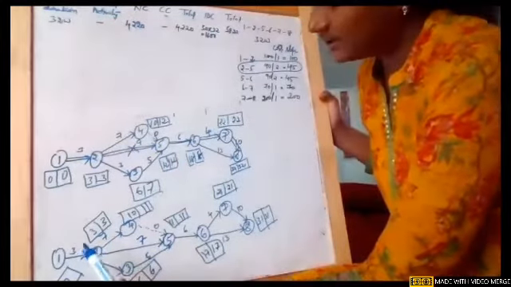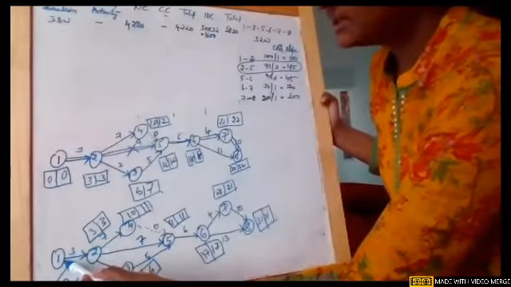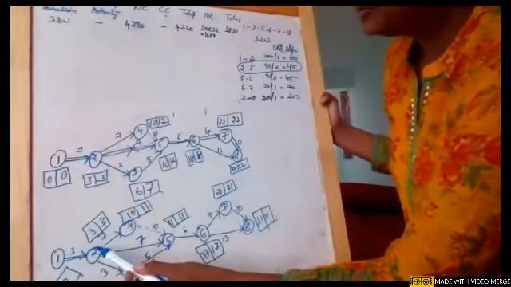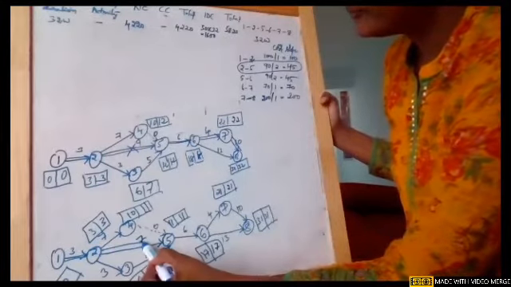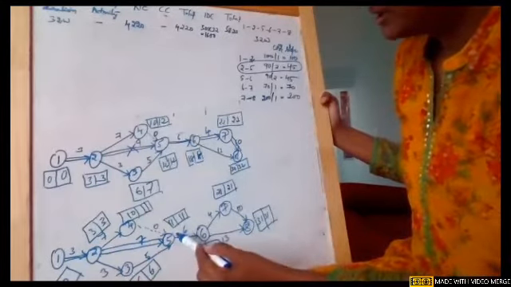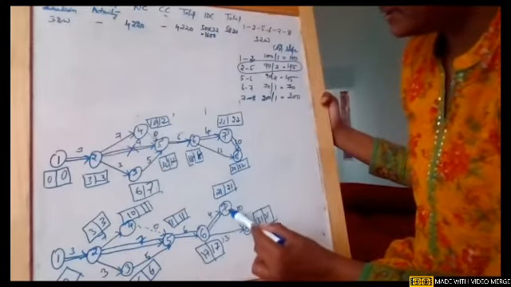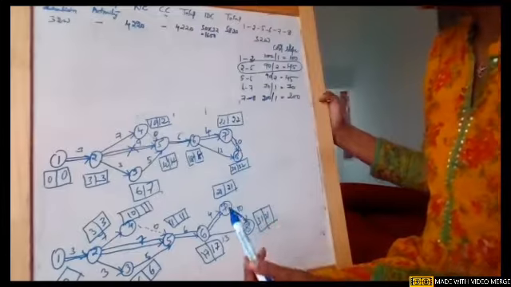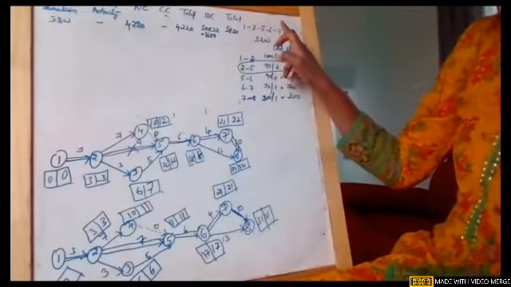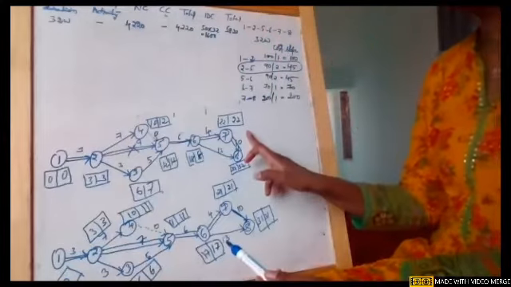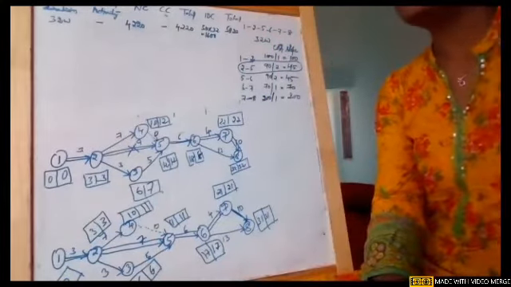So for the new network, we will also mark the critical path: 1 to 2, 2 to 5, 5 to 6, 6 to 7 and 7 to 8. So the critical path is the same: 1 to 2, 2 to 5, 5 to 6, 6 to 7 and 7 to 8. This critical path is the same and this critical path is also the same. So there is no modification in that.